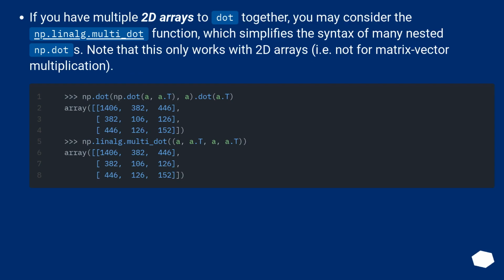If you have multiple 2D arrays to dot together, you may consider the np.linalg.multi_dot function, which simplifies the syntax of many nested np.dots. Note that this only works with 2D arrays, i.e. not for matrix vector multiplication.